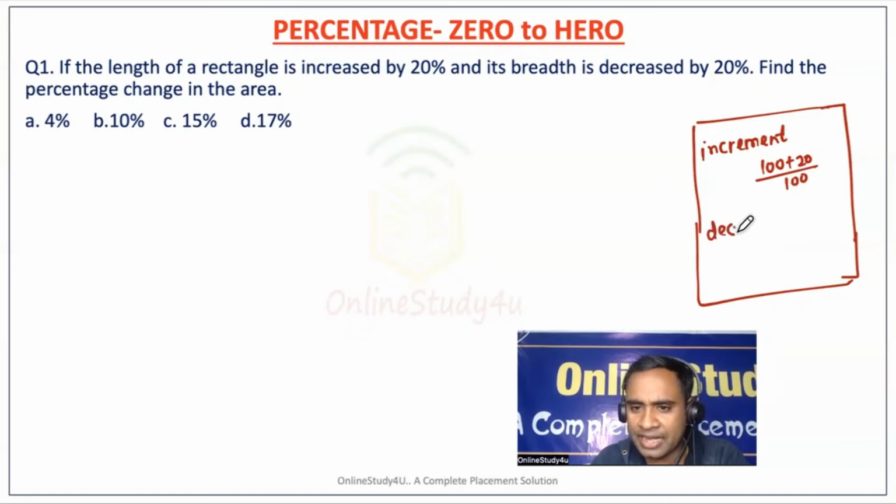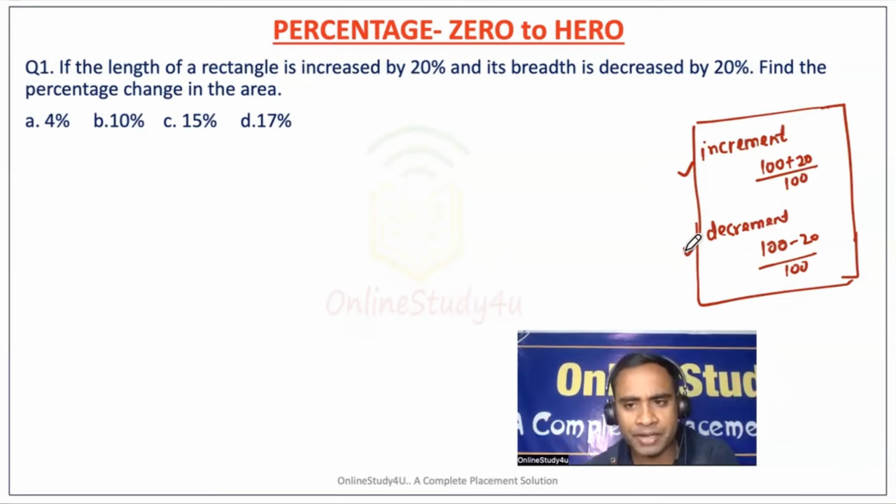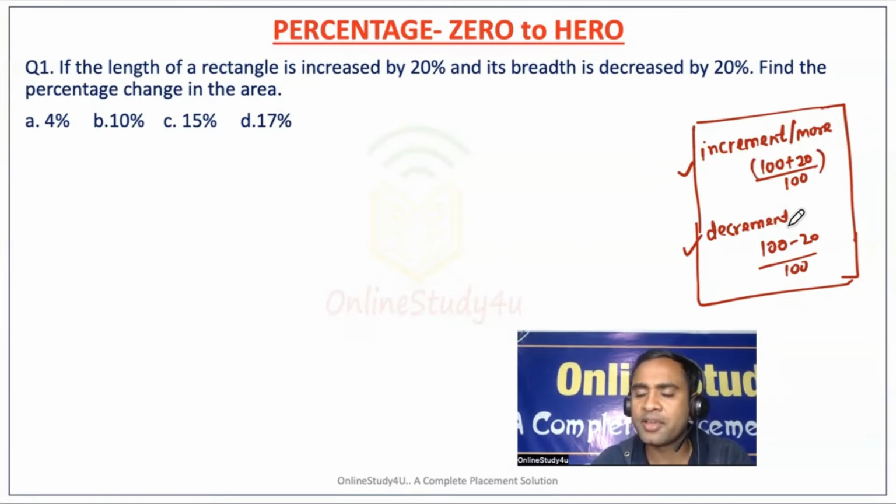If there is any kind of decrement, then subtract it from 100 and divide by 100. These two, if you keep in mind, then percentage and profit and loss, both I will make very, very easy for you. If there is any kind of increment, if there is any kind of more, then add it to 100, divide by 100. If there is any kind of decrement, if there is any kind of less, if there is any kind of loss, then subtract it from 100 and divide by 100.